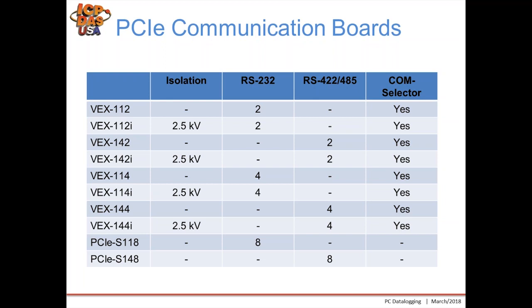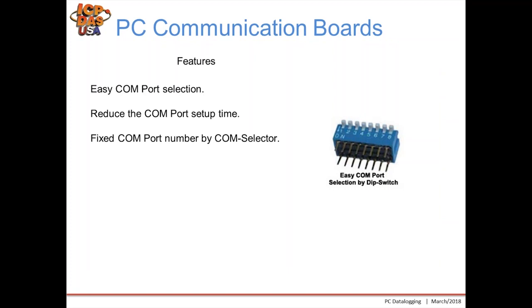Most of our PC communication boards come with dip switches on board, which provide for easy configuration and the ability to set the predefined COM port number associated with the base COM port. So for instance, if it has 2 COM ports and you selected dip switch settings for COM3, it would be COM3 and COM4. Otherwise, if you don't use the dip switches, you can always use the Windows Advanced configuration for the port setting in your device manager, but that's also shown in the manual.